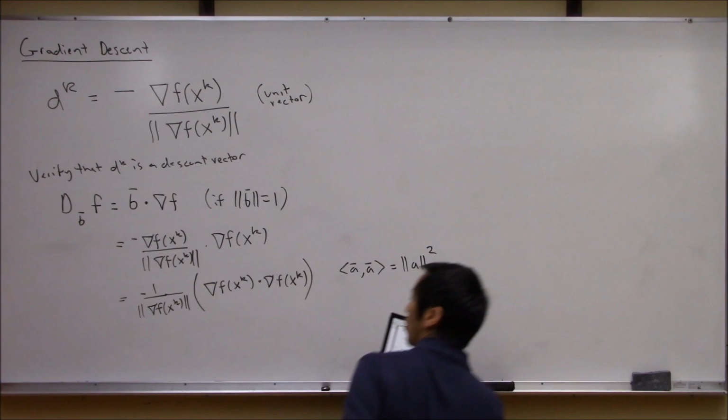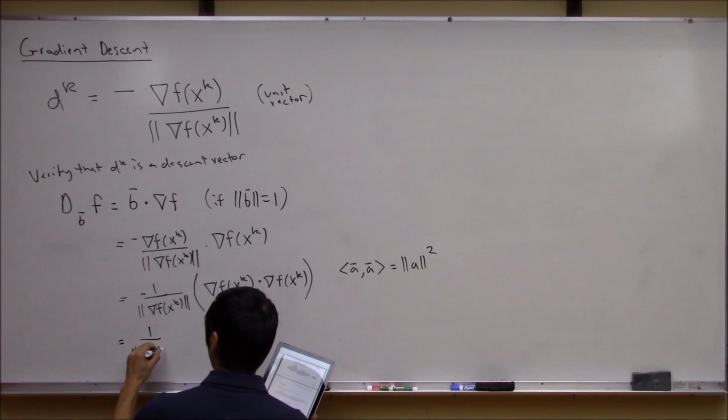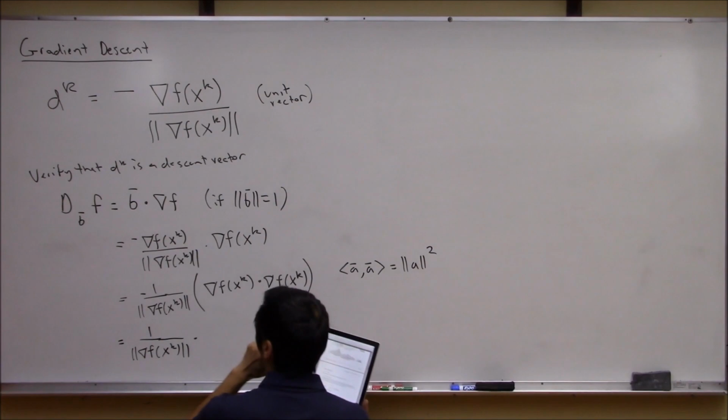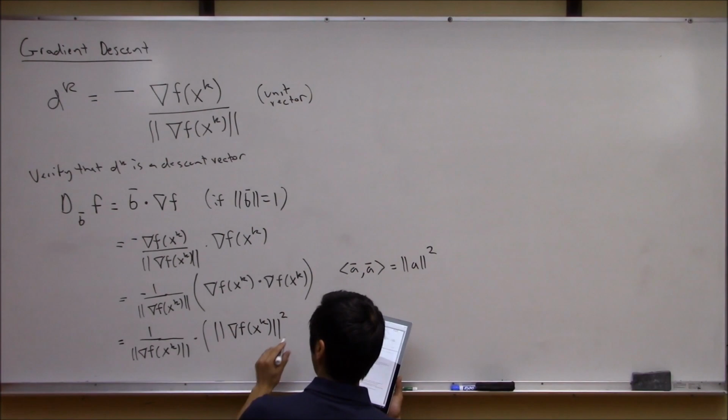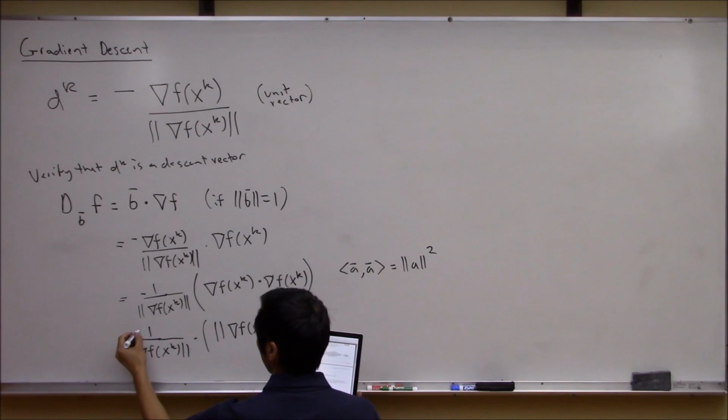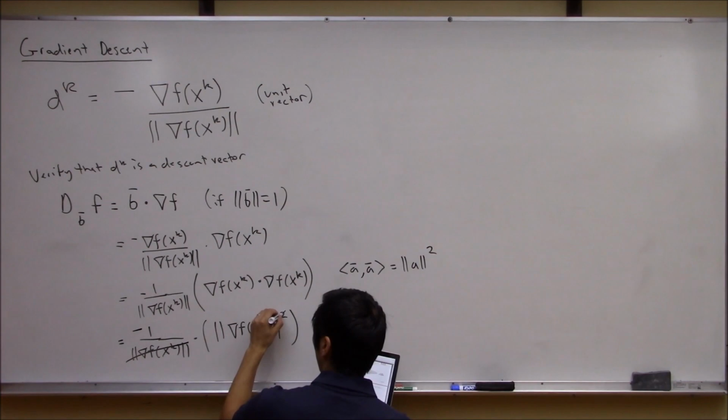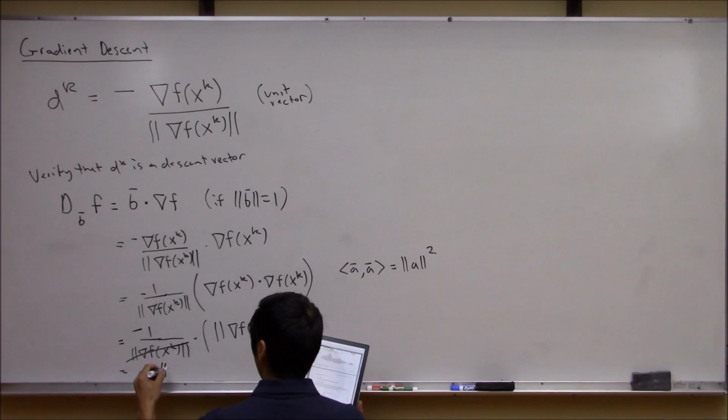So the term in front times this thing in parentheses now becomes the norm of the gradient of f of xk squared. Don't forget the minus one, that's important. So this cancels with one of these norms, and what do we end up with? We end up with negative the norm of the gradient of f of xk.